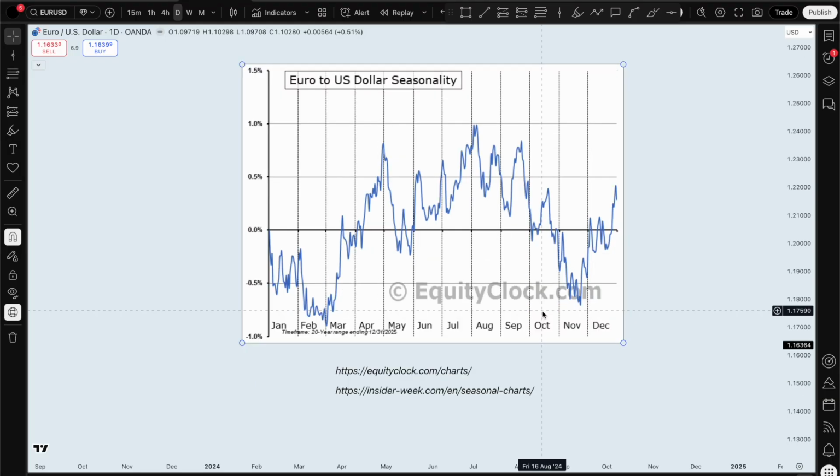Where can you find these charts? So personally, I love the Equity Clock website. Everything is free, but you will have a sort of daily limit. So what I recommend doing is opening a private page on your browser every time you reach that limit, and download every image so you don't have to go on the website every time you want to see a seasonality chart.